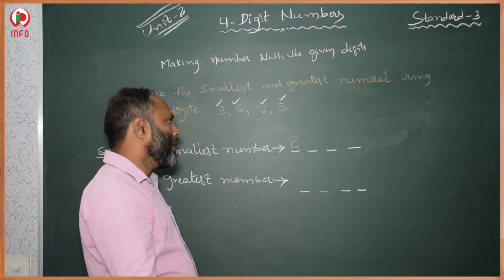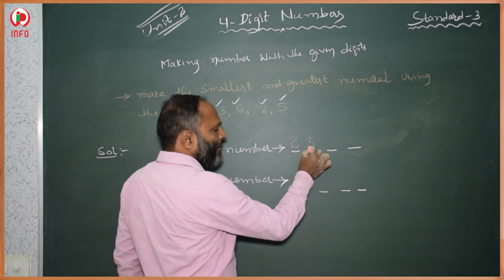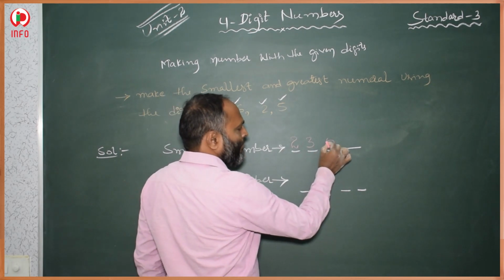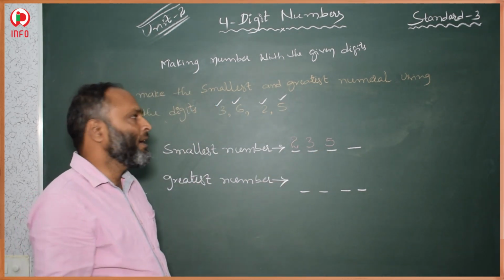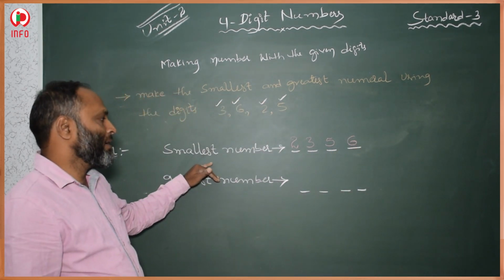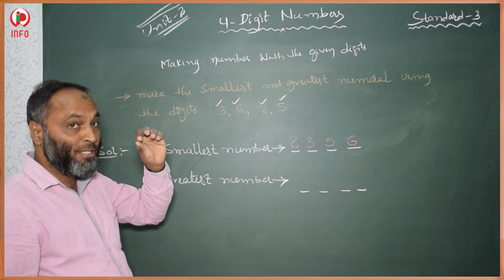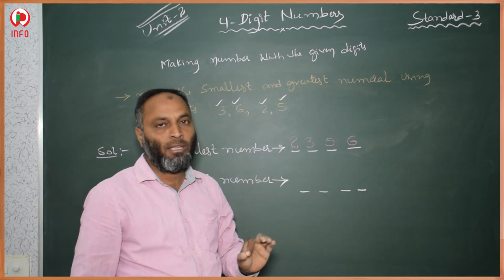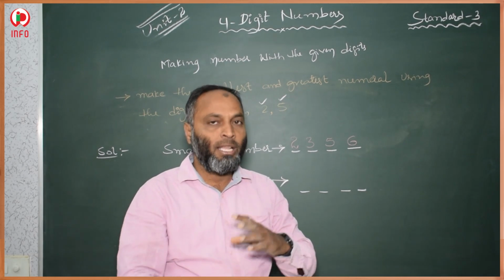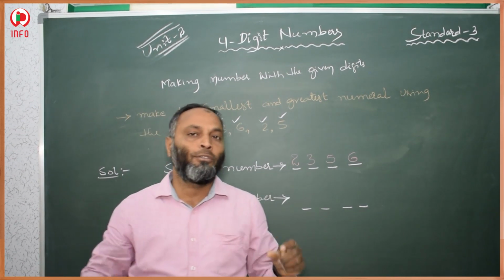Then after that, a little bit bigger digit, that is 3, and a little bit bigger digit, that is 5. Then the biggest one, that is 6. This is the smallest number we are making using the given digits. So this is the method. First we take the smallest one, then a little bit bigger digit, and after that a little bit bigger digit, and after that a little bit bigger digit. In this way we take the numbers and make a 4-digit number.